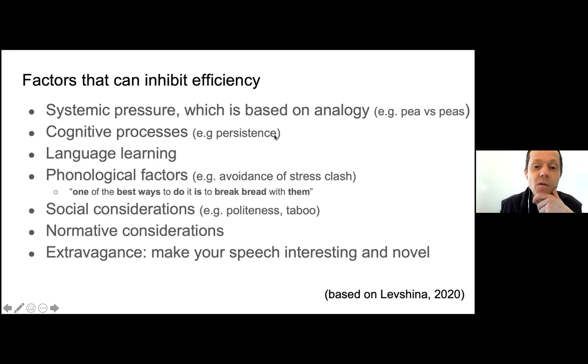There could be social considerations. So there might be very efficient ways of saying things that are not used because they're direct and impolite. There could also be normative considerations. So sometimes, people are not inclined to speak in a way that's as efficient as possible because they think that others will consider them ungrammatical, or they're worried that others might think that they're using the language wrongly.